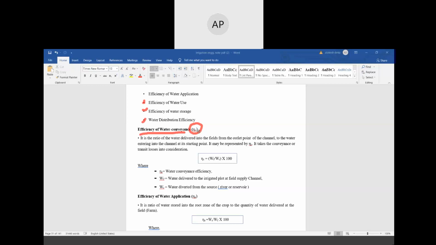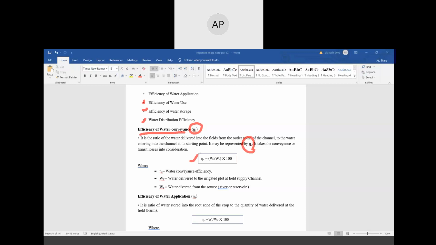The mathematical symbol is eta suffix c. It is the ratio of water delivered into the fields from the outlet point of the channel to the water entering the channel at its starting point. It may be represented by eta suffix c. It takes the conveyance or transit losses into consideration.